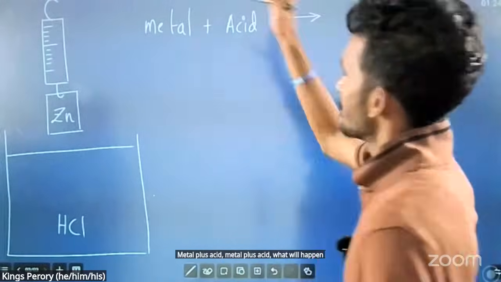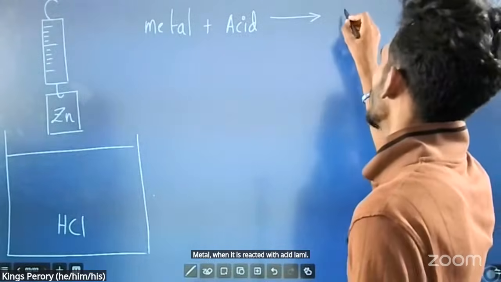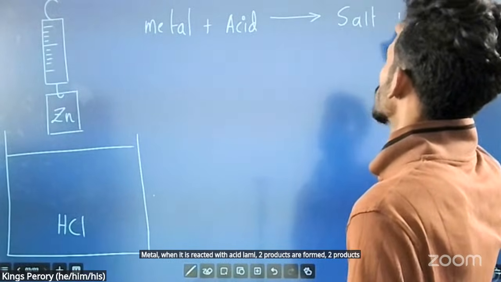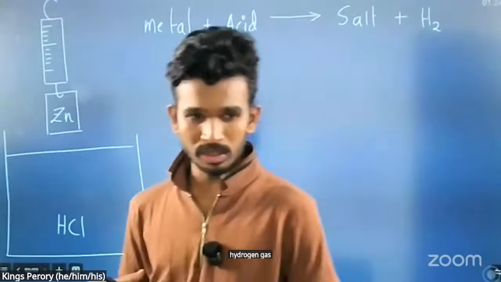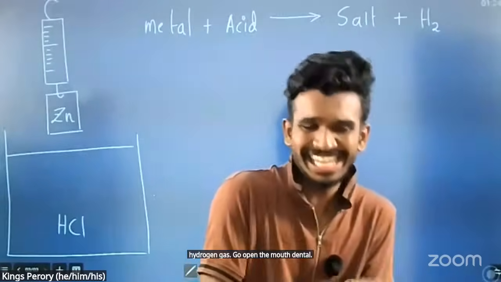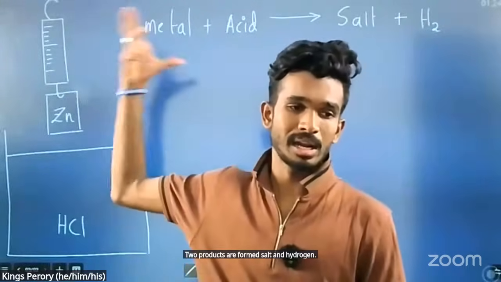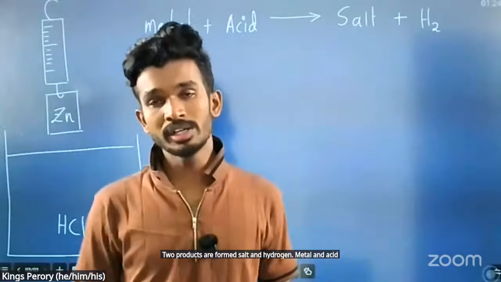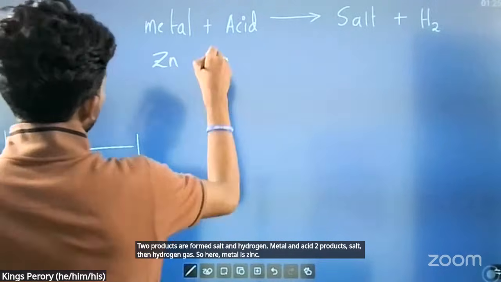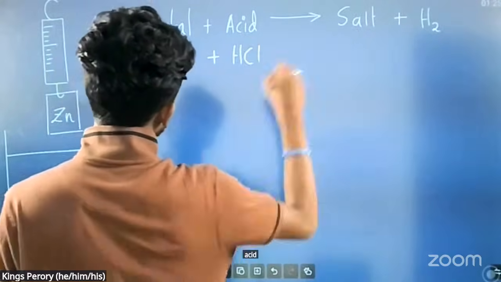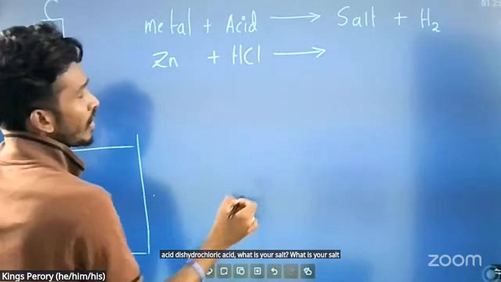When a metal is reacted with an acid, two products are formed: the salt of the metal plus hydrogen gas. Metal plus acid, two products, salt and hydrogen gas. So here the metal is zinc, the acid is hydrochloric acid. What is your salt? How do you find the salt?